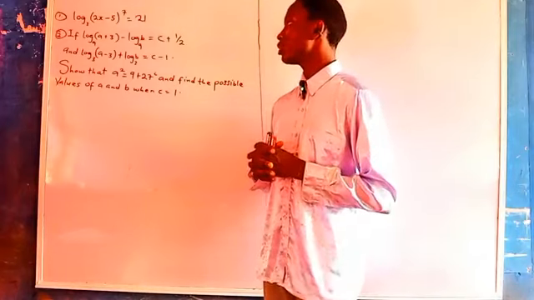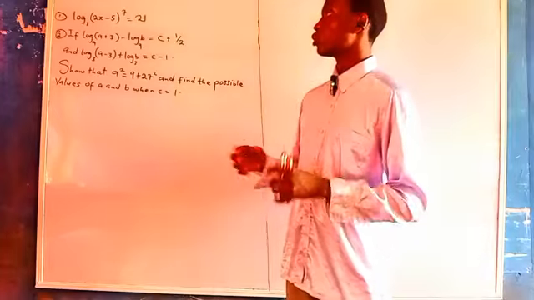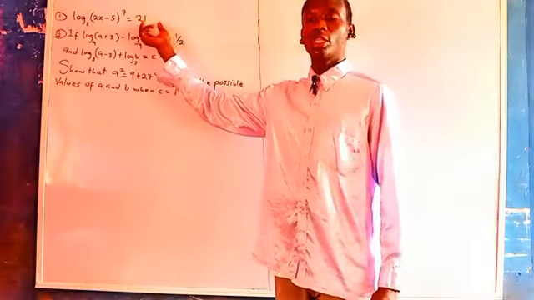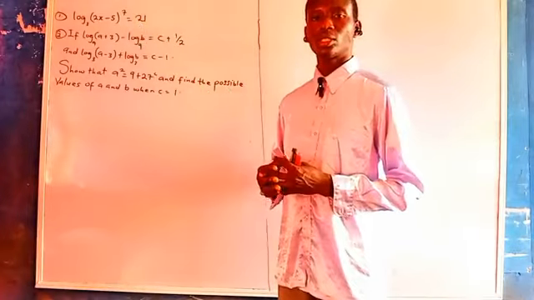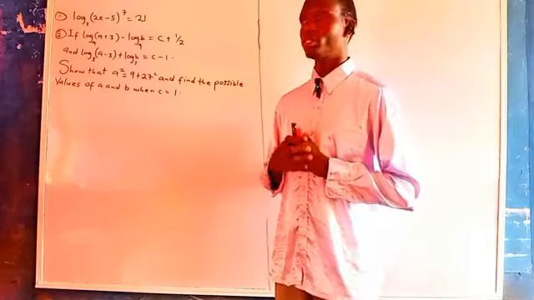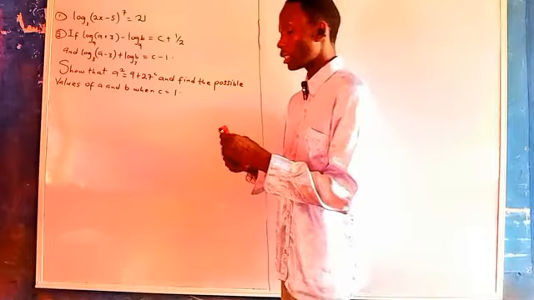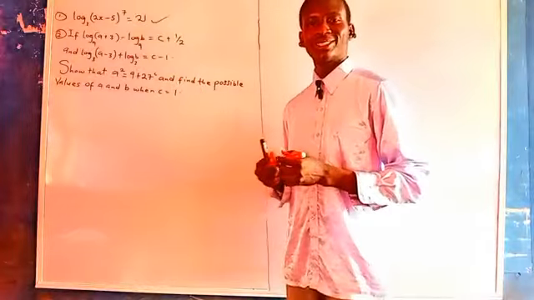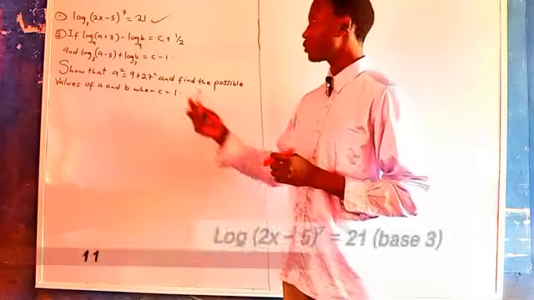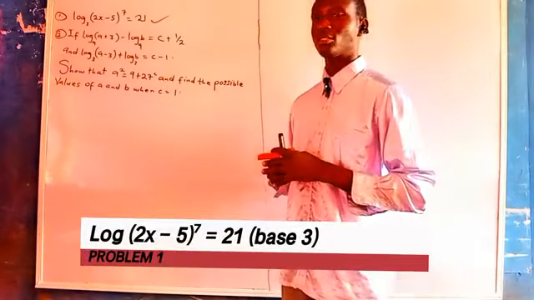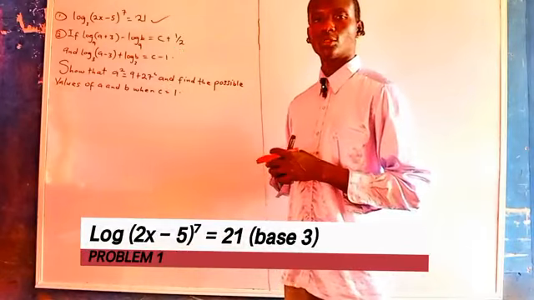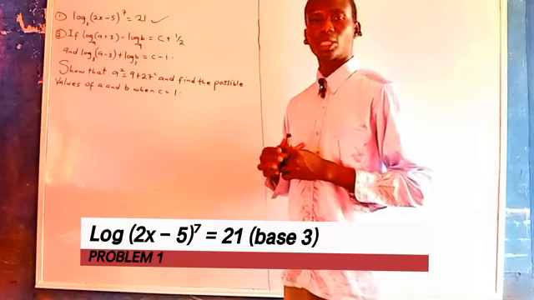Alright, so in today's tutorial, I want to recreate this problem. I've done it before, okay? But some of my viewers said they want me to recreate it. So this number one, I want to recreate it, and I want to add another one to it today. You can see this is variable. The first one says log of (2x minus 5) to the power of 7, base 3, equals 21. That's the one I want to recreate, okay?